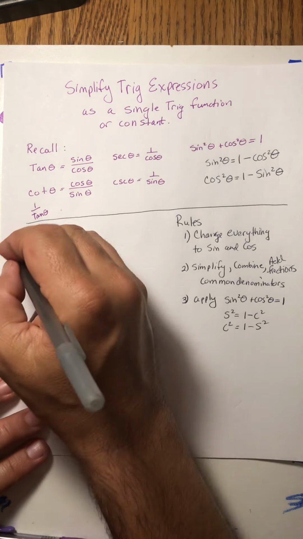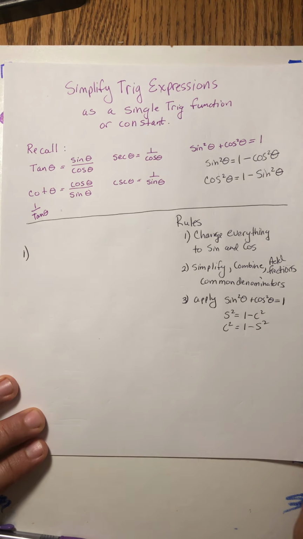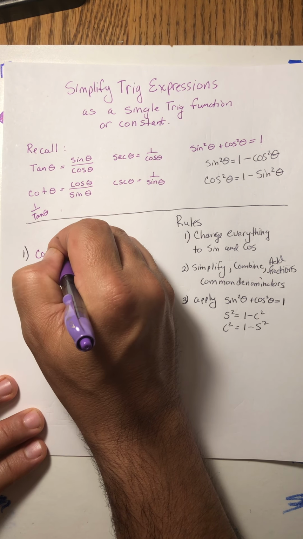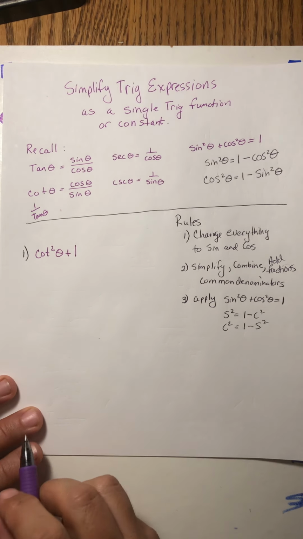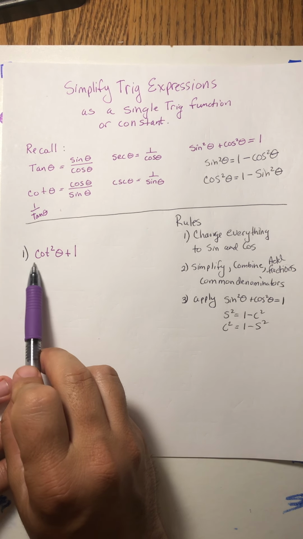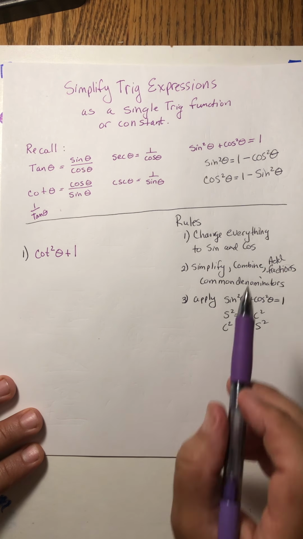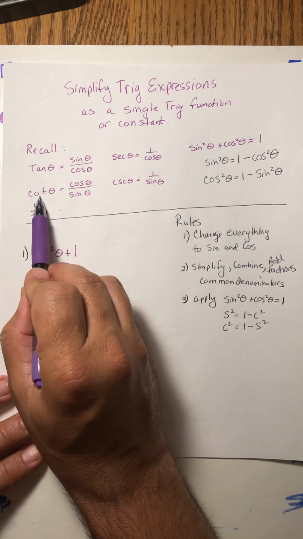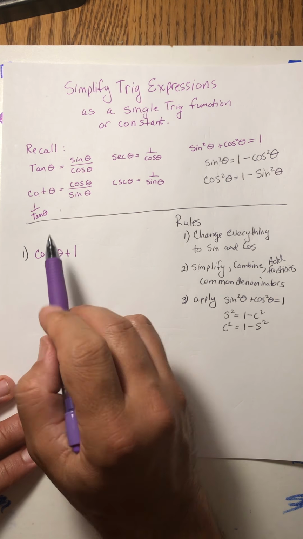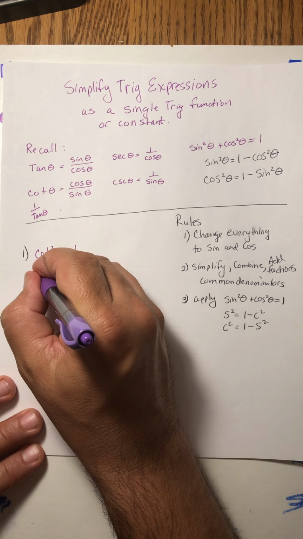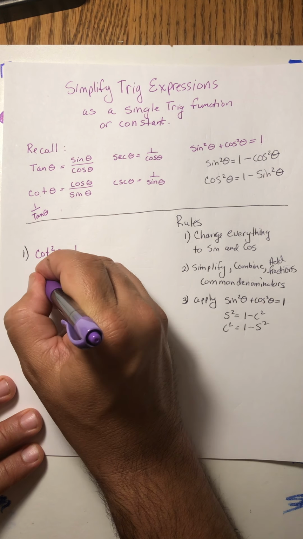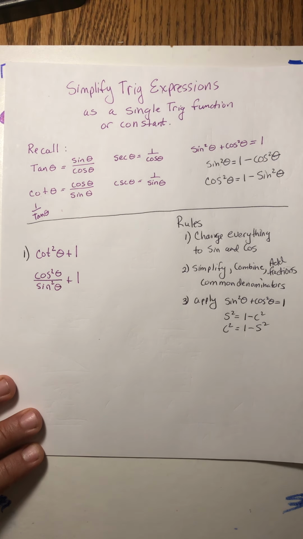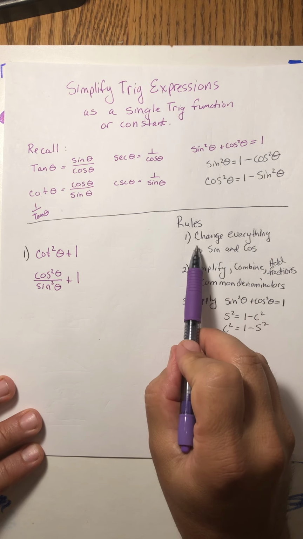So our first one, number 1, is cotangent squared theta plus 1. We're going to write this as a single trig expression. So rule number 1, change everything to sines and cosines. Well, cotangent is right here. Cotangent is cosine over sine. Well, there's a square here, so we can't forget the square. So we have cosine squared of theta over sine squared of theta plus 1. So we just did rule number 1.